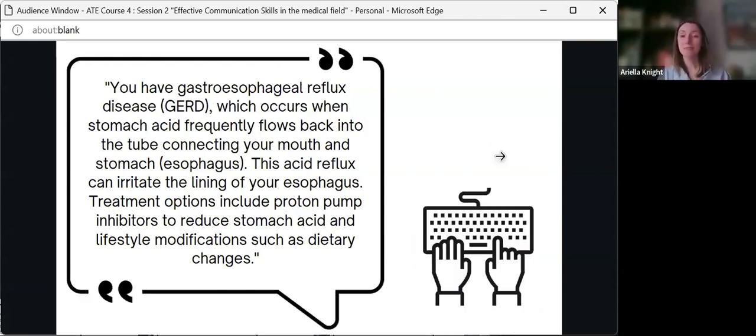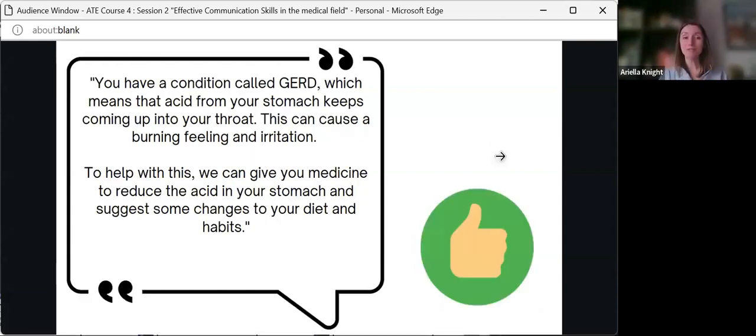You have a condition called GERD, which means that acid from your stomach keeps coming up into your throat. This can cause a burning feeling and irritation. To help with this, we can give you medicine to reduce the acid in your stomach and suggest some changes to your diet and habits. All right. Something very simple and basic and almost exactly the same as Manel's. Wow. Nice.